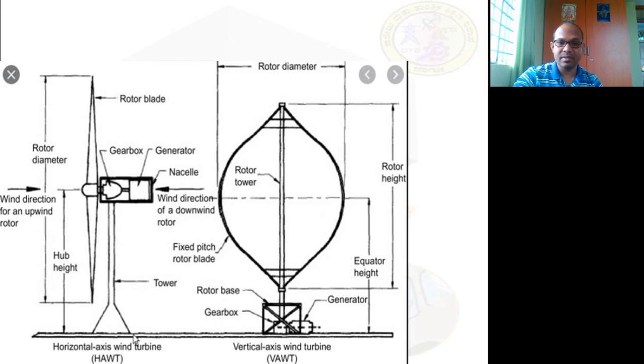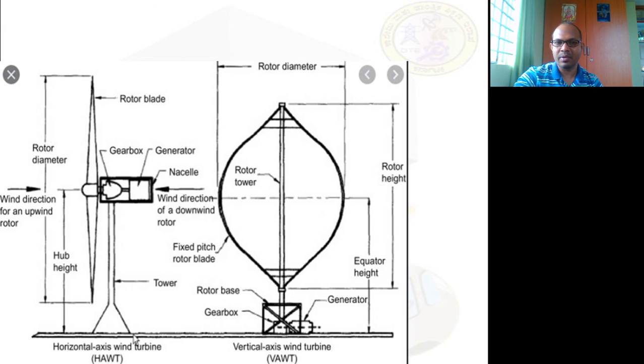Exactly, this is called the rotor diameter, how big it is, whereas this is the rotor height and the width is this much. These are all the rotor blades, and here the rotor blades are like this. This is called a rotor tower and this is called a chest tower. This is a fixed pitch rotor blade. These are all the variable pitch rotor blades. This is the wind direction for the downward rotor, and this is the wind direction for the upward rotor.